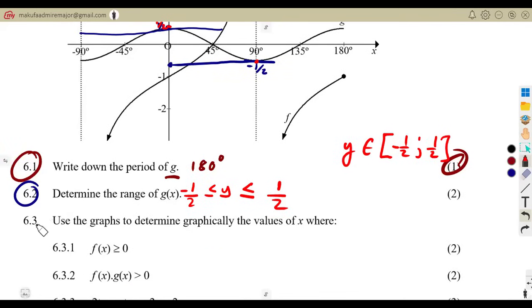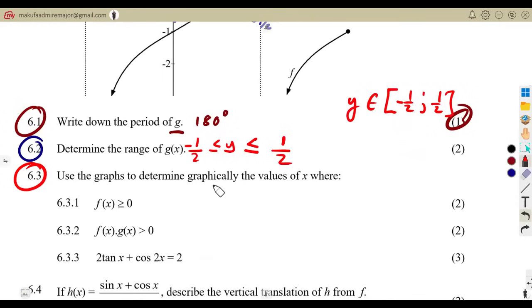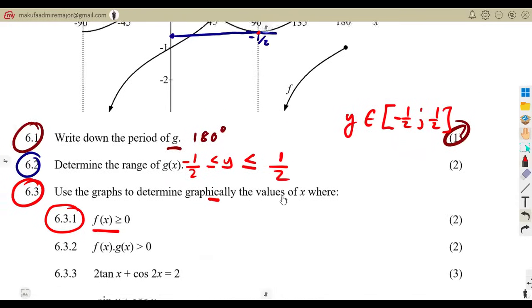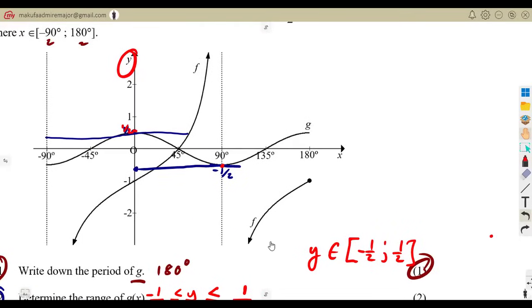So with this information, they want you to use these graphs to determine graphically, on the graph, where f of x is greater than or equal to 0. F of x is greater than or equal to 0. Where is it from our graph?